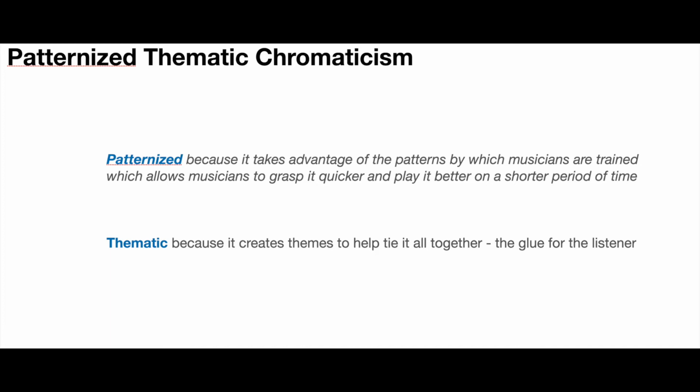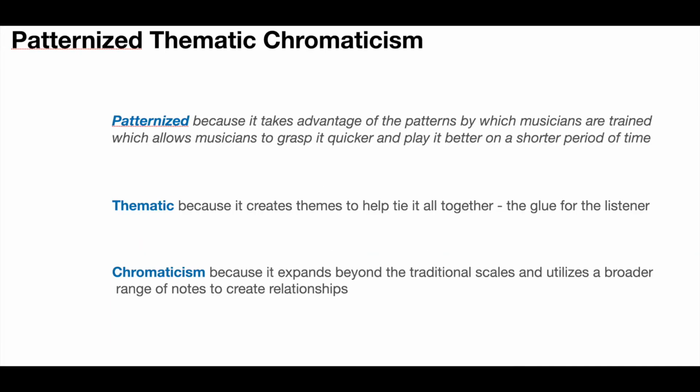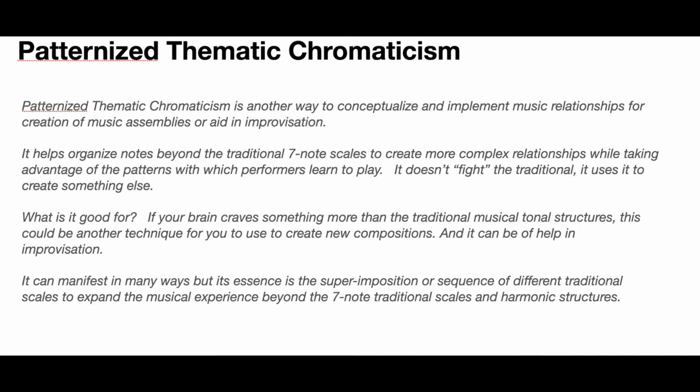Thematic, because it creates themes to help the listeners tie it all together. This is the glue for the listeners. And chromaticism, because it expands beyond the traditional 7-note scales and uses a broader range to create musical relationships. It can manifest itself in many ways, from very simple combinations to very complex relationships. But in its essence, it is the superimposition or sequence of different traditional scales to expand the musical experience and create different relationships.